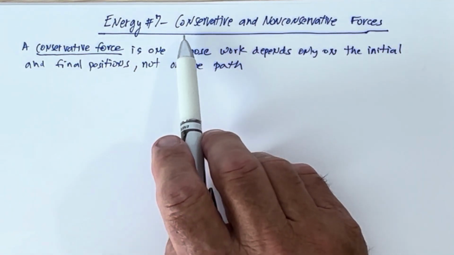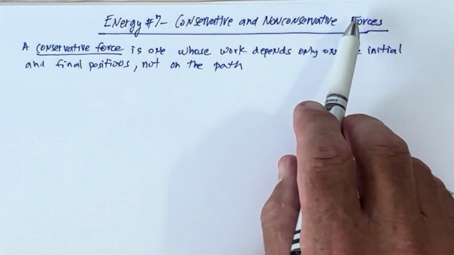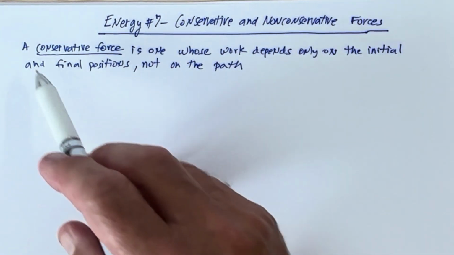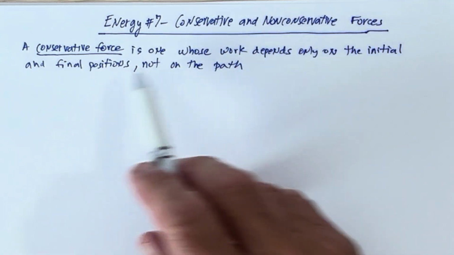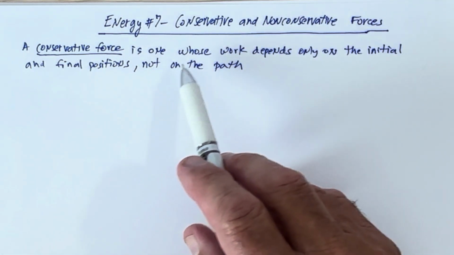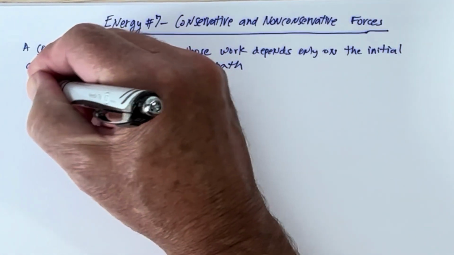In this video, I want to talk about conservative and non-conservative forces. Forces fall into these two basic categories. A conservative force is one whose work depends on the initial and final positions, not on the path. So that's the basic definition of that. So what would be an example of that?